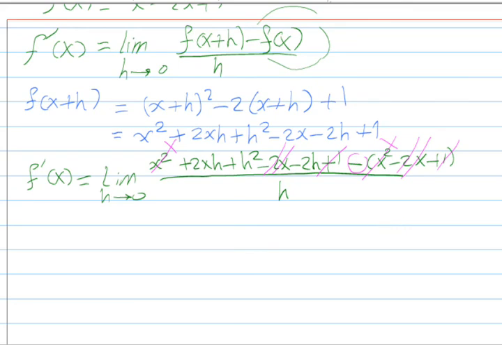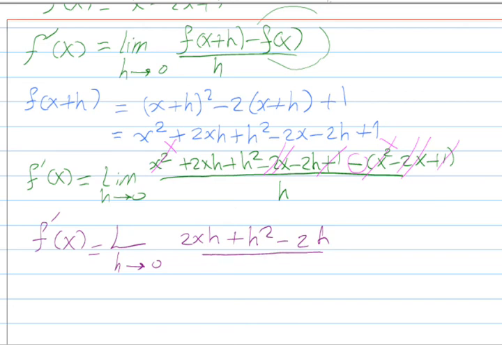So we come to this result. f prime of x equals the limit as h approaches 0 of 2xh plus h squared minus 2h over h. Do you remember what the next step is? To find the limit, we should do something. Direct substitution will not help. It will give us 0 over 0.